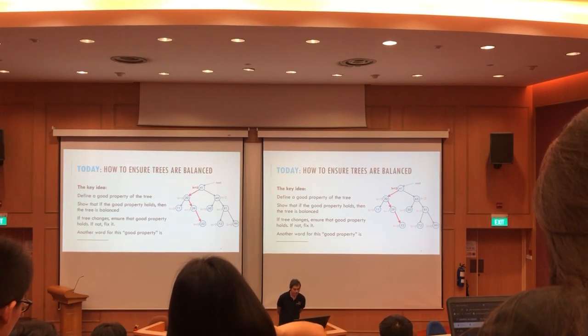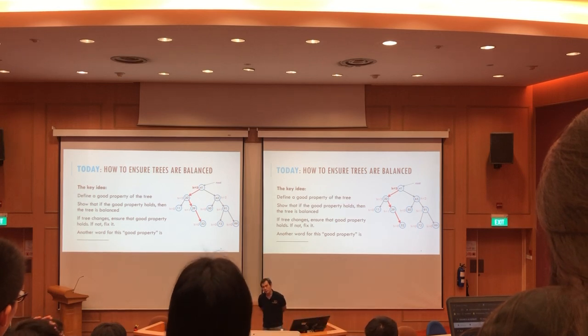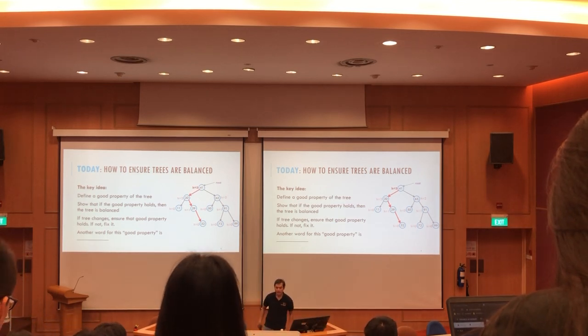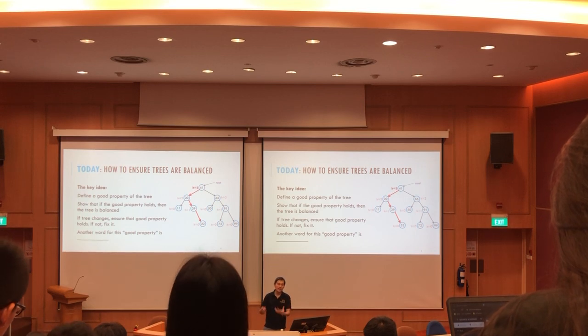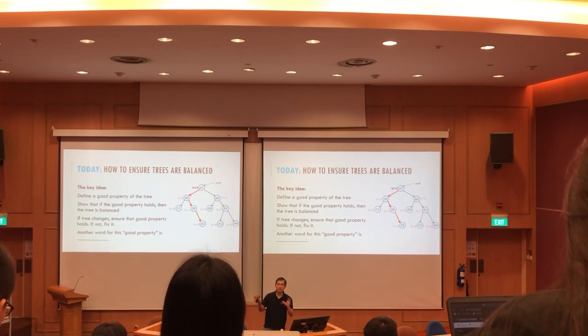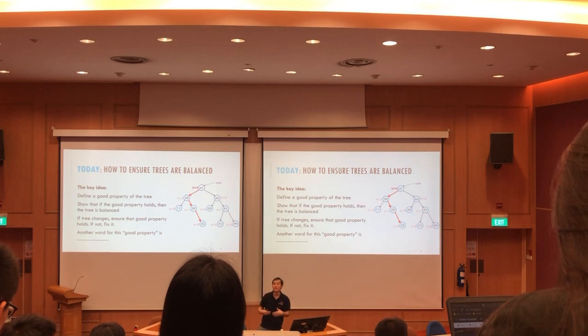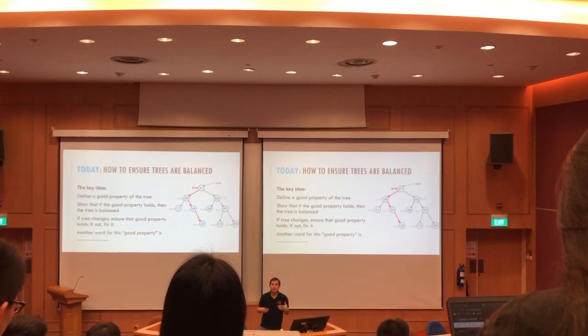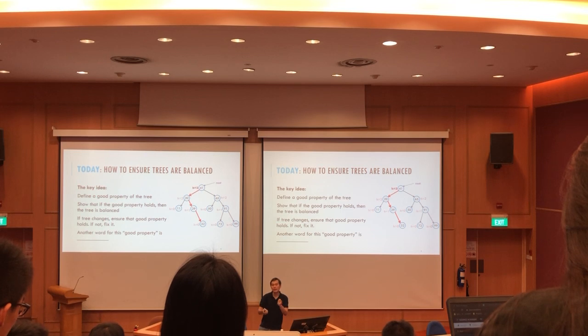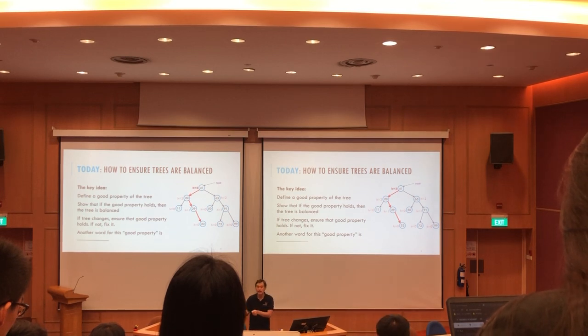All right. So how can we ensure that trees are balanced? That's our big question for today. So the key idea is that we want to define some good property of the tree, right? And we want to show that if this good property holds, then the tree is balanced, or balanced enough, and that we will have a nice performance. If the tree changes, let's say we insert something, we delete something, then we need to check whether this property still persists. If it doesn't persist, then we need to fix it, all right?